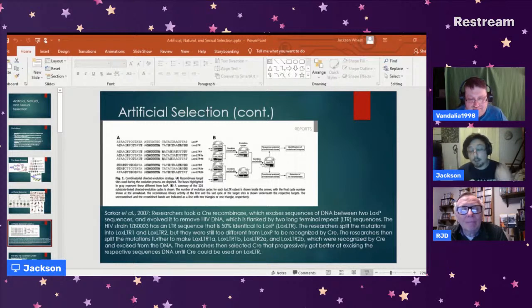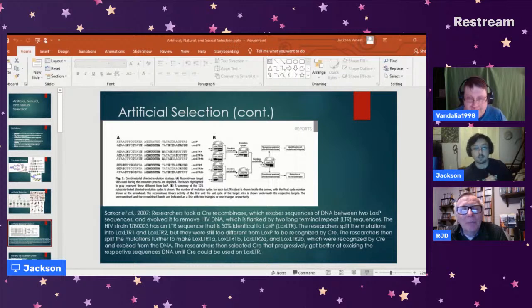And then they repeated the process. Take the E. coli and select for the strains which can splice out the sequences the best. And then after they got good enough at that, they could recognize the original sequence LOXLTR. So this is through mutation. We can't control what mutations are going to appear in the population, right? All we can do is select the mutations.